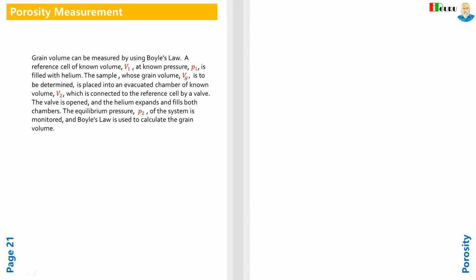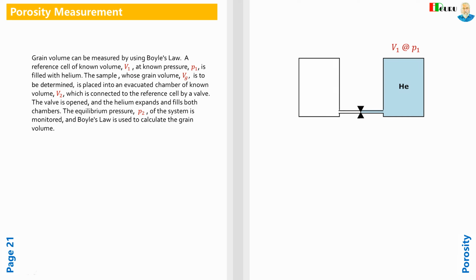Grain volume can be measured using Boyle's law. A reference cell of known volume, at known pressure, is filled with helium. The sample, whose grain volume is to be determined, is placed into an evacuated chamber of known volume, which is connected to the reference cell by a valve. The valve is opened, and the helium expands and fills both chambers. The equilibrium pressure of the system is monitored, and Boyle's law is used to calculate the grain volume.